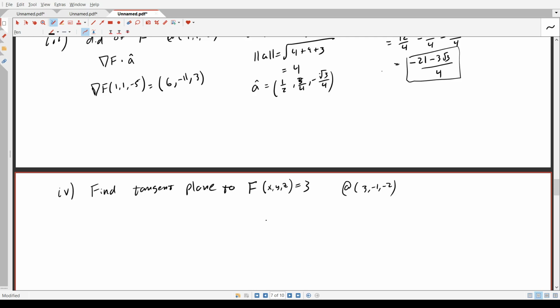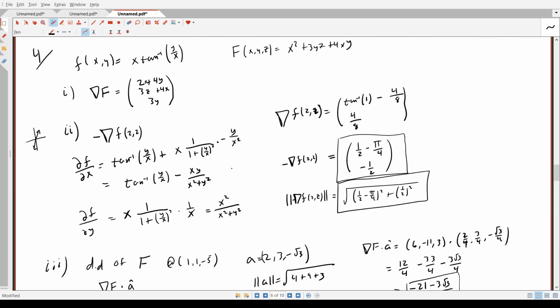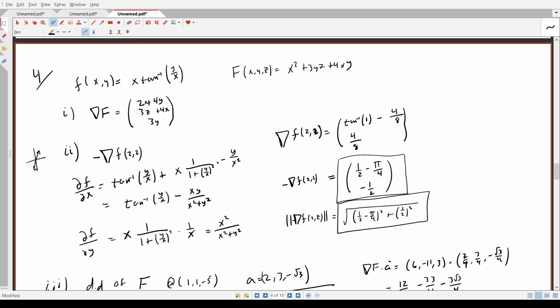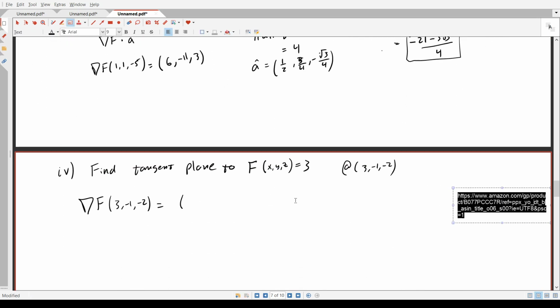Okay, so we know that the vector that is orthogonal to this level surface is going to be the gradient, right? Because gradients are orthogonal to level sets. So the normal vector for the tangent plane that we're looking for is going to be this, which is, I'm just going to copy this over here. That is not it.